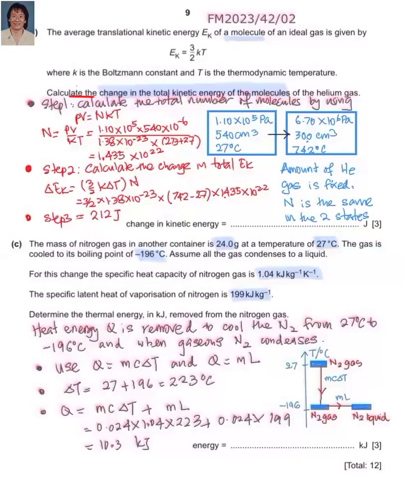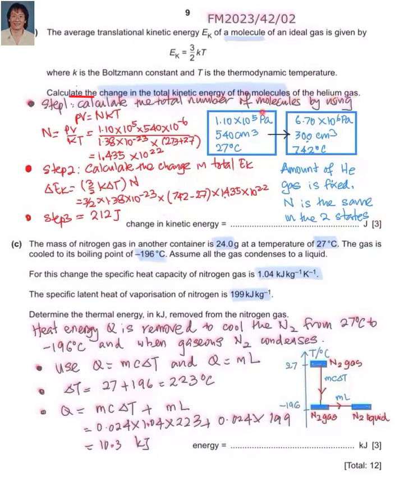Part 3: the average translational kinetic energy EK of a molecule of an ideal gas is given by this formula, where k is the Boltzmann constant and T is the thermodynamic temperature. Calculate the change in the total kinetic energy of the molecules of the helium gas. This question carries 3 marks.